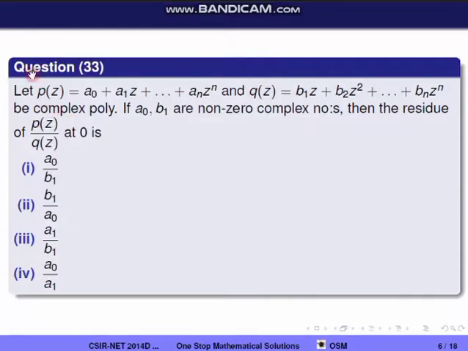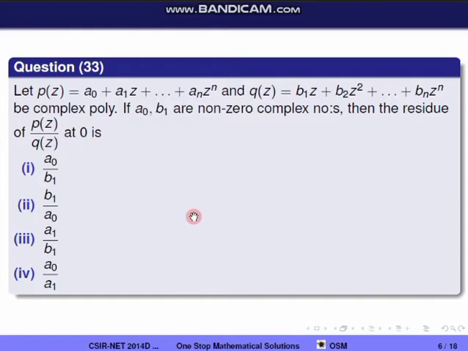Next question, question 33. Let P(z) = a0 + a1 z + ... + an z^n, and Q(z) = b1 z + b2 z^2 + ... + bn z^n be complex polynomials. If a0 and b1 are non-zero complex numbers, then the residue of P(z)/Q(z) at 0 is. So they are given two complex polynomials P(z) and Q(z). We have to find the residue of P(z)/Q(z) at 0.